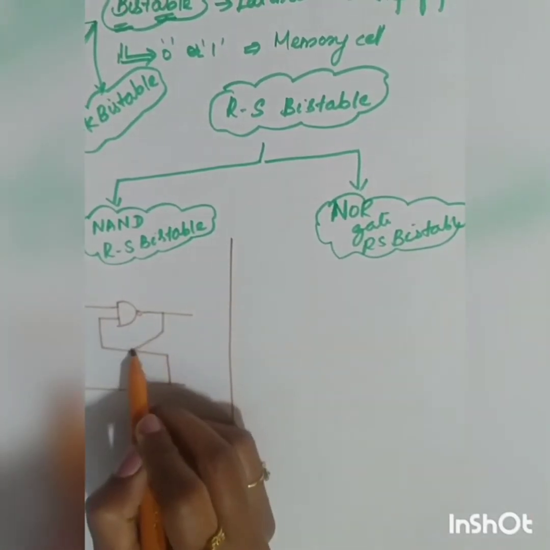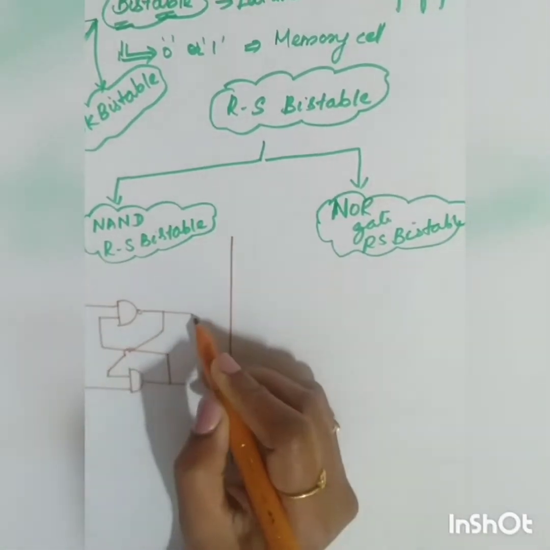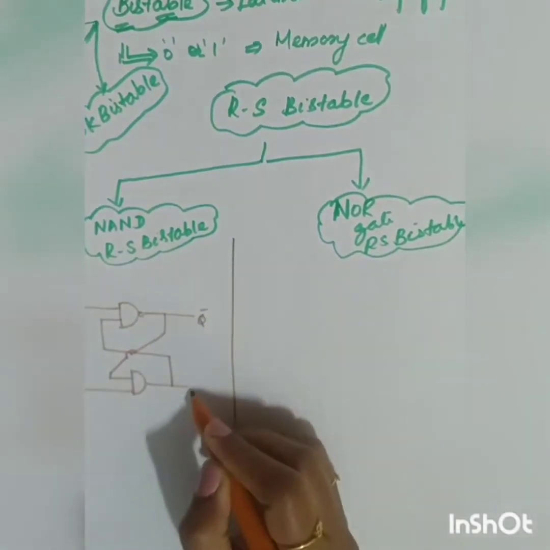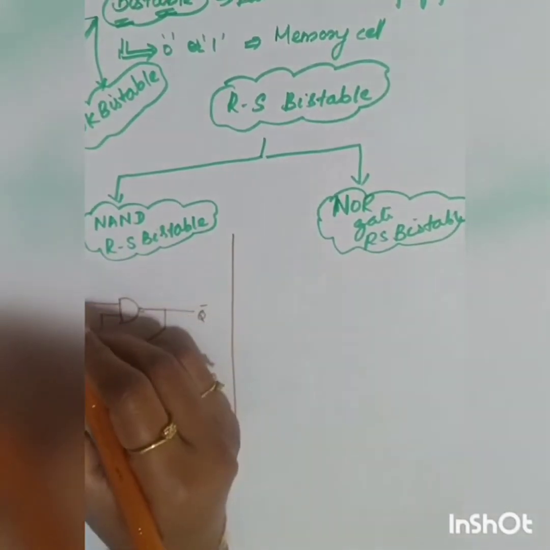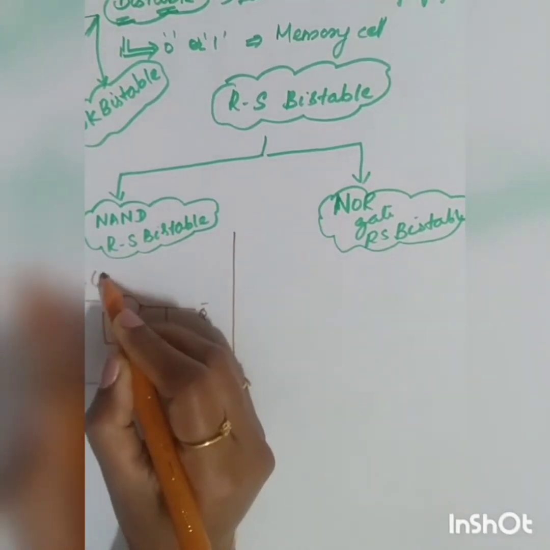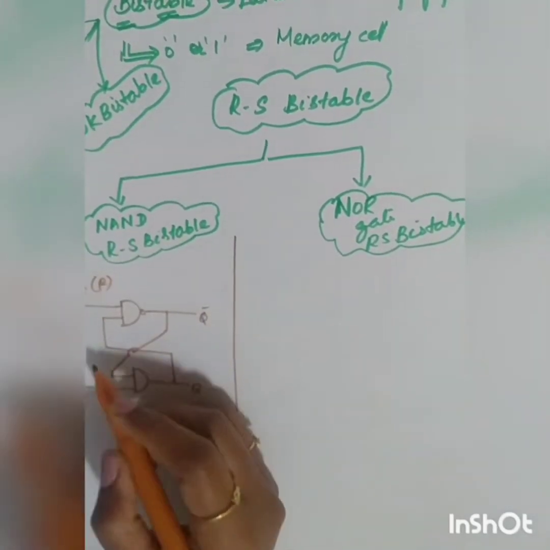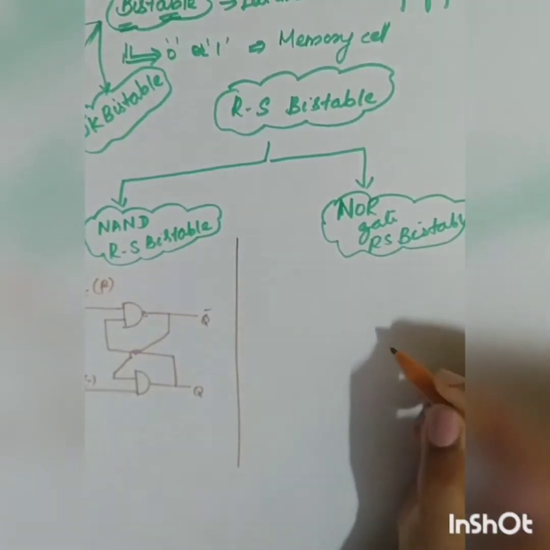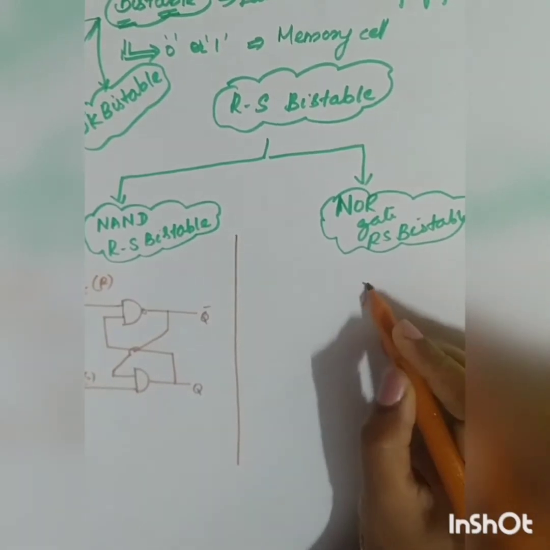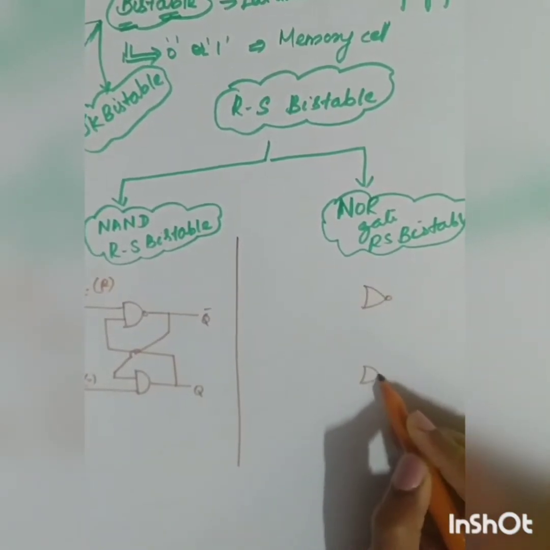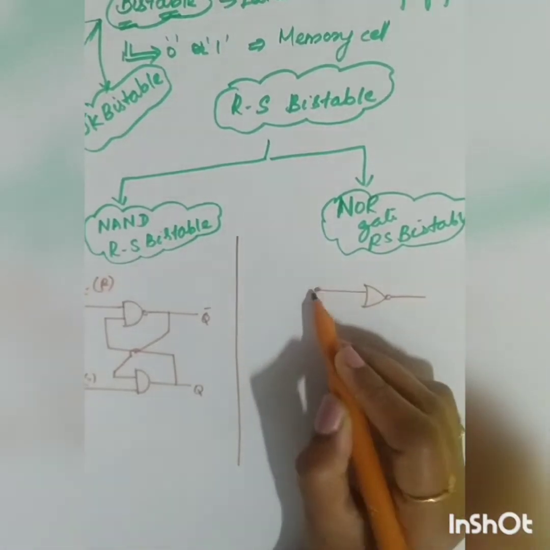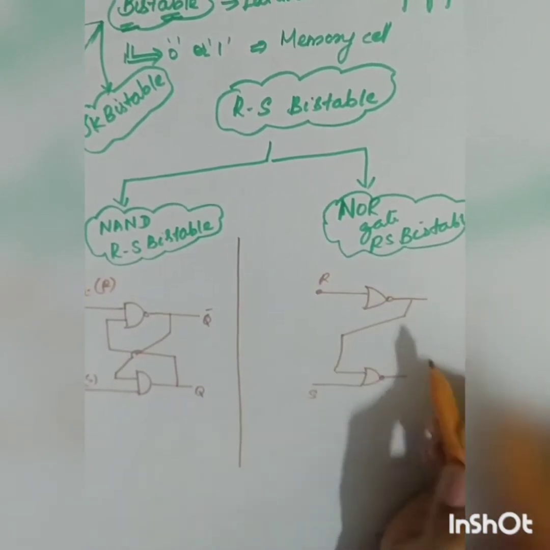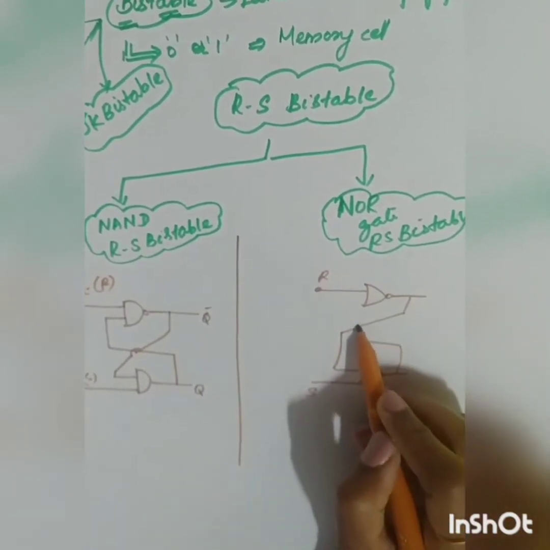So the output of one is fed back to the input. Okay. So this is going to be a reset pin R and set S. Whereas in the case of the NOR gate you are going to use two NOR gates. So this is going to be R, yes, the output of one stage is fed back to the input.